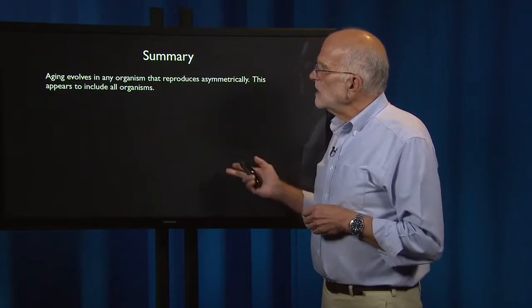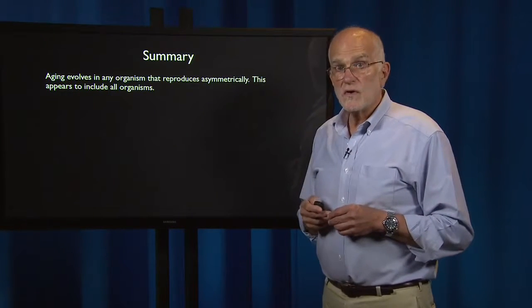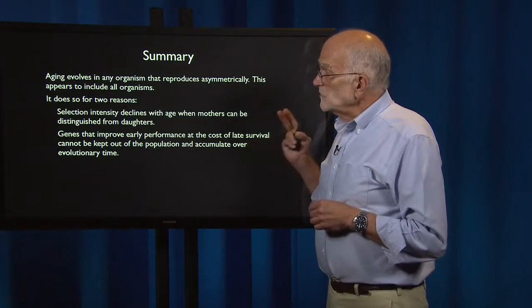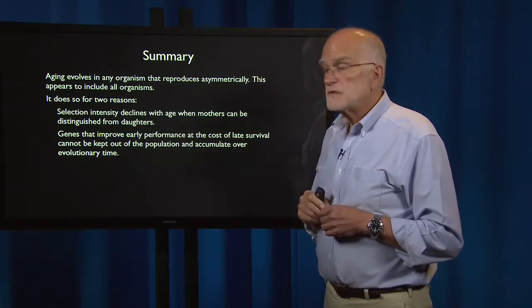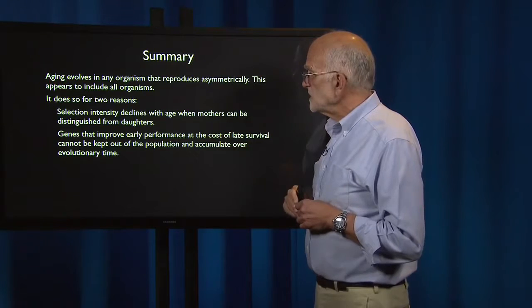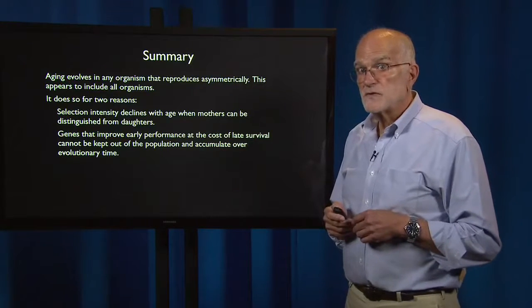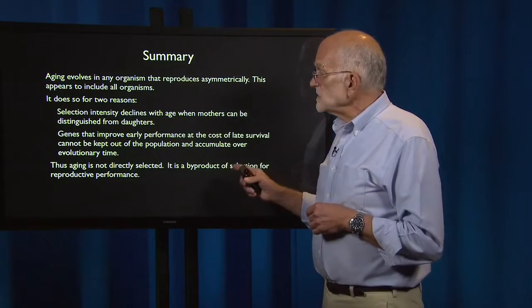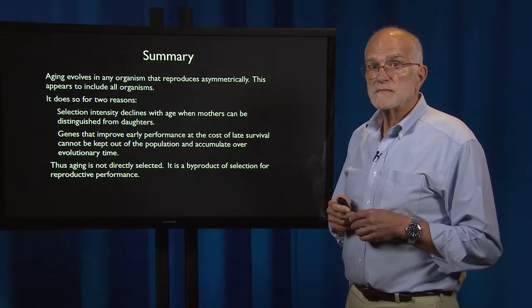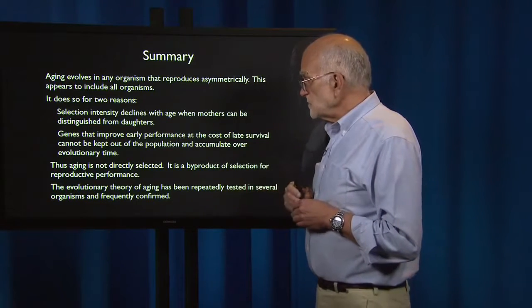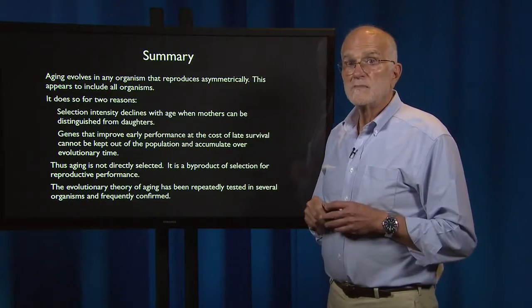So to summarize, aging evolves in any organism that reproduces asymmetrically, and that appears to include all organisms. It does so for two reasons. First, selection intensity declines with age when mothers can be distinguished from daughters, and genes that improve early performance at the cost of late survival cannot be kept out of the population and accumulate over evolutionary time. Thus, aging is not directly selected. It is a byproduct of selection for reproductive performance. The evolutionary theory of aging has been repeatedly tested in several organisms and frequently confirmed. It appears to be pretty solid.